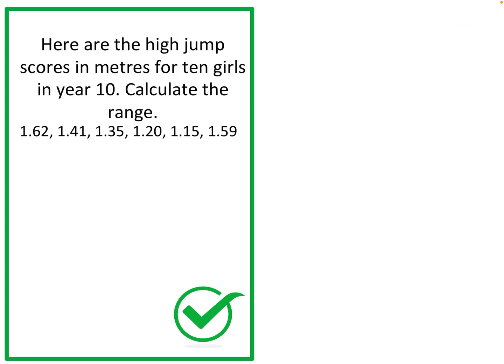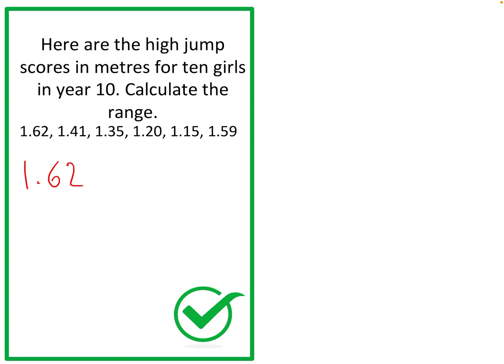Okay, next ones. So you can see here I've got a very similar question, but this time I've actually got decimals involved. So I've got 1.62, 1.41, 1.35, 1.20, 1.15, 1.59. So the first thing that I need to do is identify the smallest and largest value. So I'm going to just look for the largest first this time, since I wrote it down first. So this is quite large here. And it turns out the first one that we have written down, 1.62, is actually my largest value here.